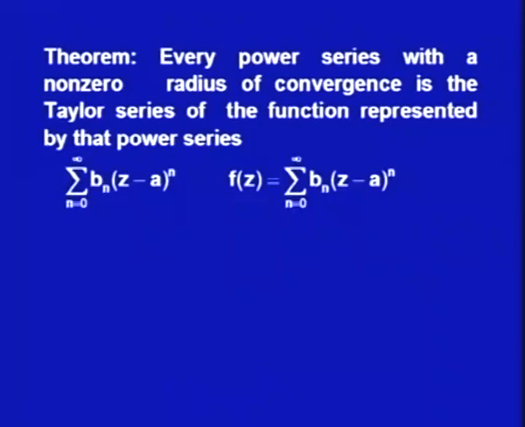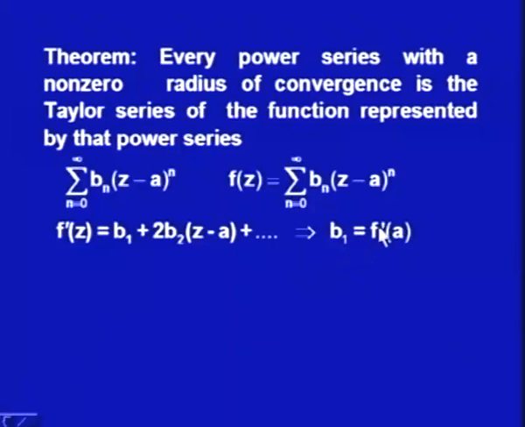Next, every power series with a non-zero radius of convergence is a Taylor series of some function represented by that power series. So, let us say we have a power series, the sum of b n (z minus a) raised to power n, n equal to 0 to infinity, and let us say it represents a function f(z). Then this is a Taylor series for the function f(z), and in this case f dash z is equal to b 1 plus twice b 2 (z minus a) plus and so on, which implies that b 1 is equal to f dash a.